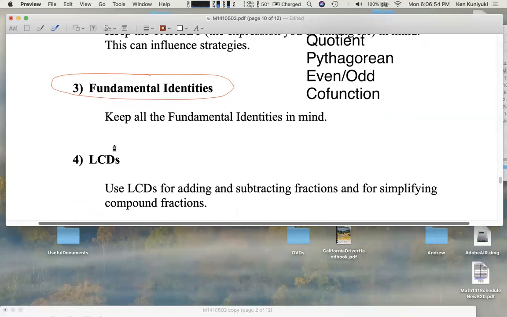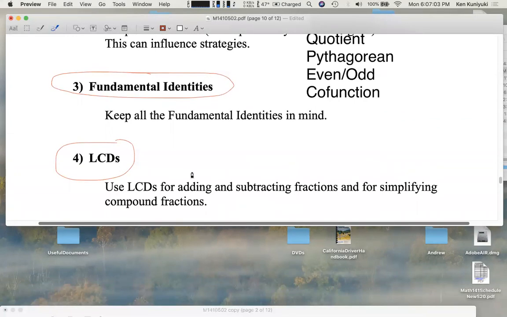When working with fractions, especially when you're adding and subtracting fractions, be prepared to use LCDs, least or lowest common denominators. They also help when you're simplifying compound fractions, like blah, blah, blah plus blah, blah, blah over blah, blah, blah plus blah, blah, blah, or maybe with minus signs.